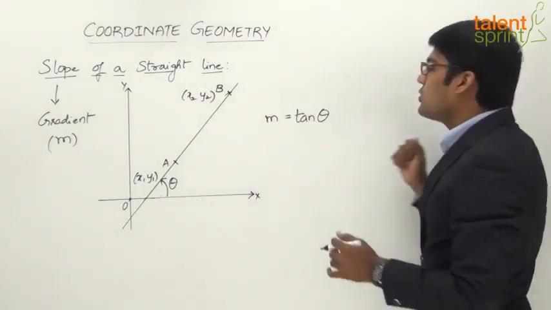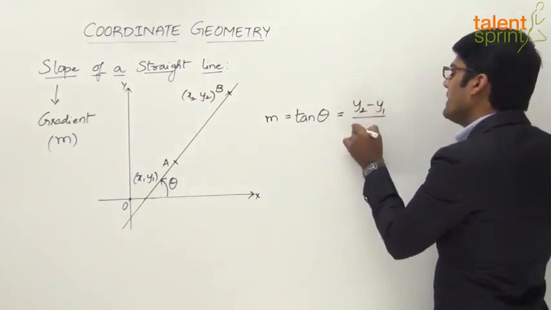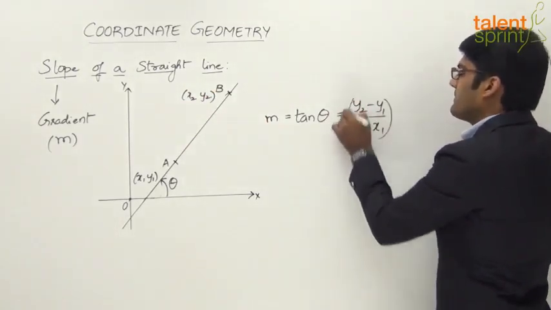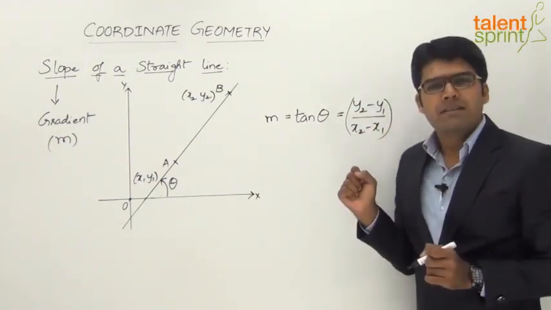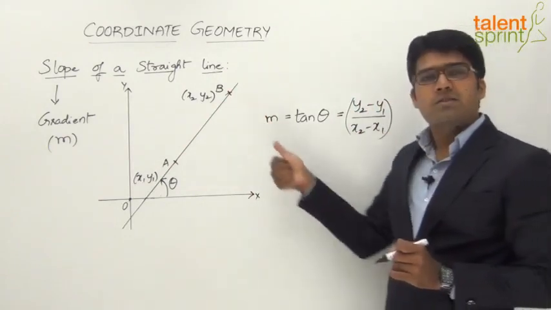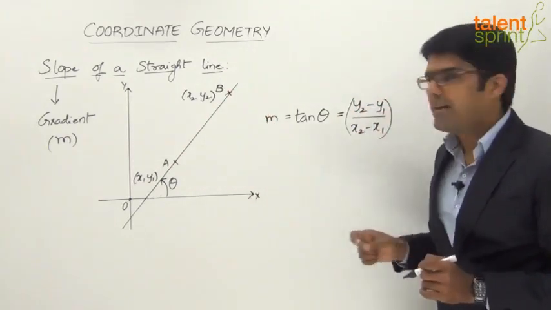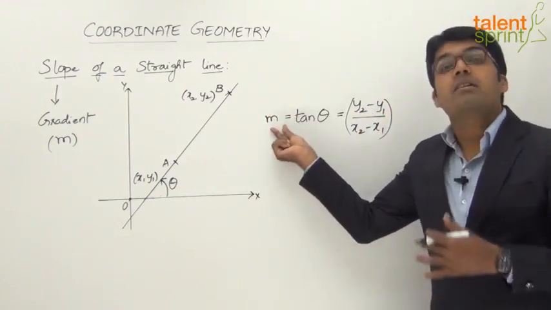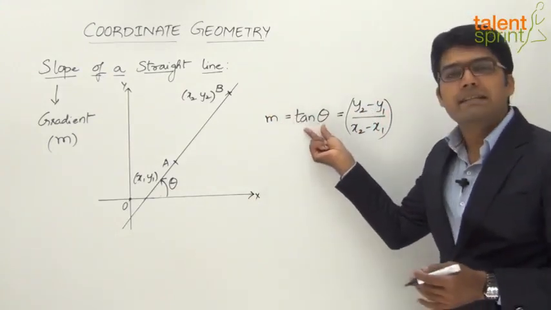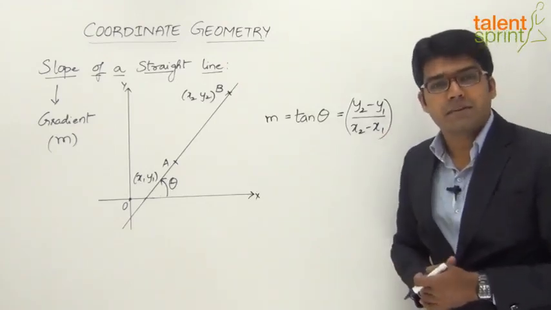Alright, now if at all the 2 points through which the straight line passes are given to us, then the slope can be taken as y2 minus y1 divided by x2 minus x1, where y2 minus y1 is the difference of y coordinates of the 2 points and x2 minus x1 is the difference of x coordinates. So the difference of ordinates by the difference of abscissa, right? So the slope of the straight line or gradient of a straight line is equal to tan theta, which is equal to y2 minus y1 by x2 minus x1.